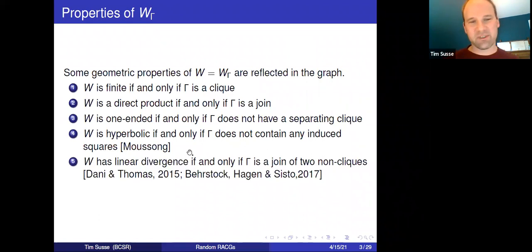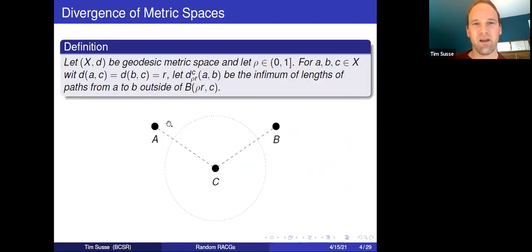One more here, and we'll talk about this in a little more detail. A right-angled Coxeter group has linear divergence if and only if gamma is the join of two non-cliques. And linear divergence here, you can think of this as saying the asymptotic cone of W does not contain any cut points. I mentioned divergence, so I should define it.